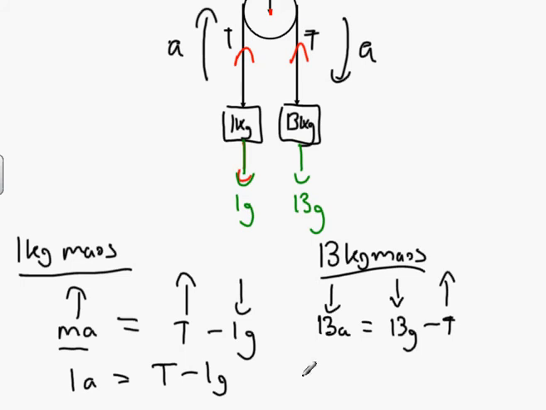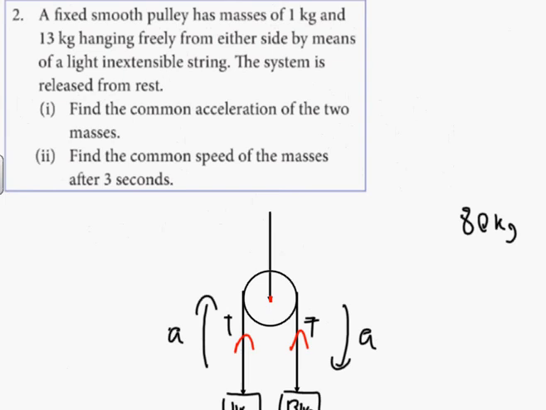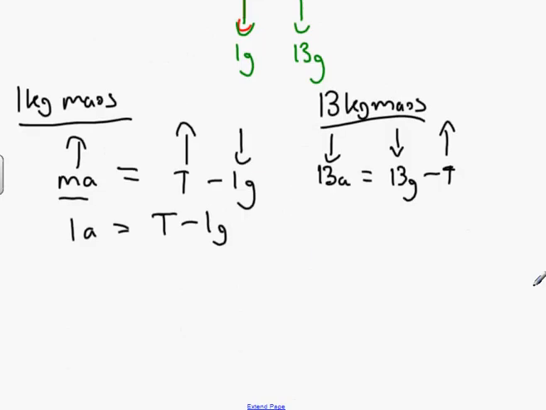Okay. So what we do next, guys, is we have a simultaneous equation. We have 13A equals 13g minus T, and 1A equals T minus 1g. We're looking to find the common acceleration. So we're looking to isolate A. To isolate A, we're going to add them both together.